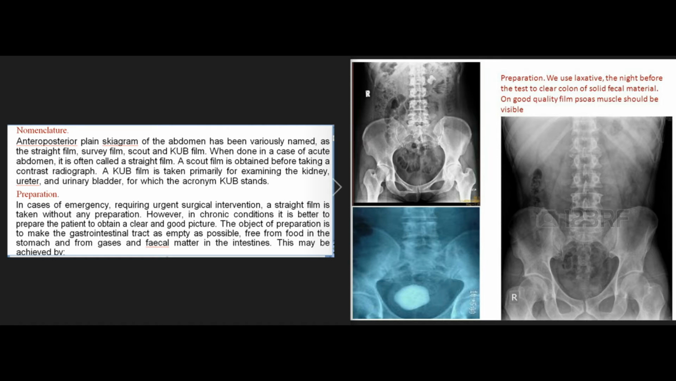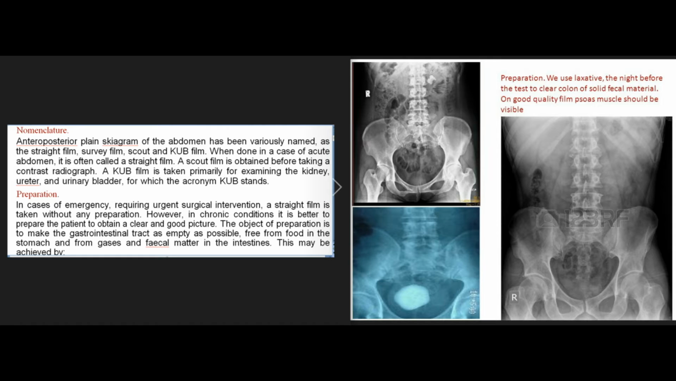When done in a case of acute abdomen, it is often called a straight film. A scout film is obtained before taking a contrast radiograph. A KUB film is taken primarily for examining the kidney, ureter, and urinary bladder, for which the acronym KUB stands.